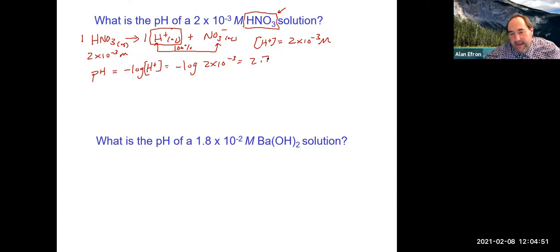2.7 as our pH. You may be wondering why I went to just one decimal place. It's because this number here has one significant figure, so one decimal place would be 2.7. First off, questions on the calculation there?